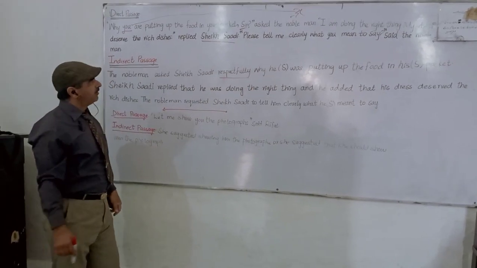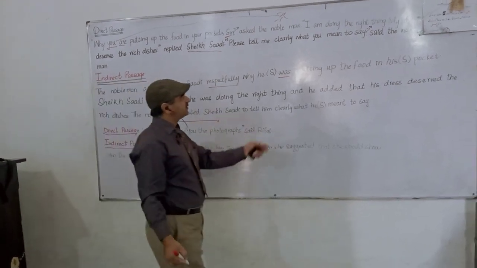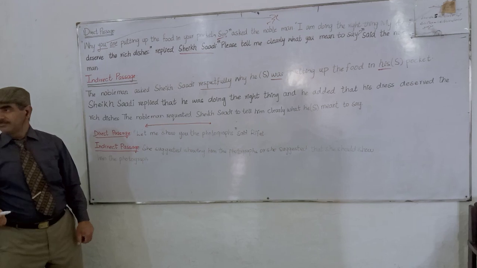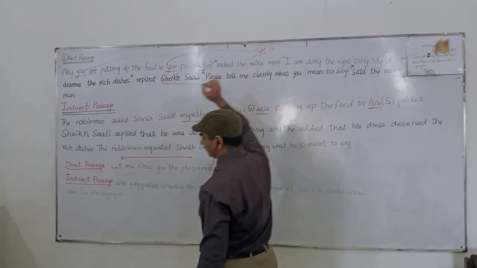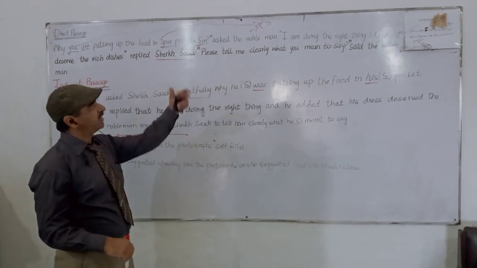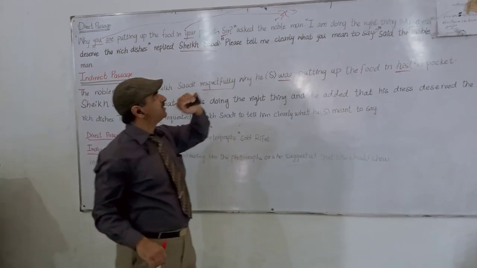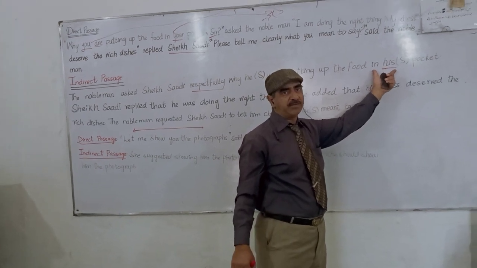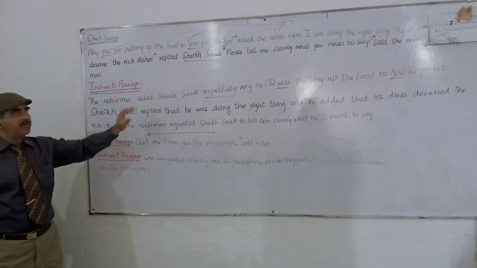Clear? "Why" and "are": is, am, are changes into was. Was putting up the food. Why his? Because of "your". Again it will be changed according to the object, Sheikh Sadi. Sheikh Sadi means he, and "your" is which case? Possessive case. And the possessive case of he is his. That's the reason there is "his" over here. Clear? Are you getting my point? Putting up the food in his pocket. Is this line okay with you? Yes, sir. Understood? Should we go next?